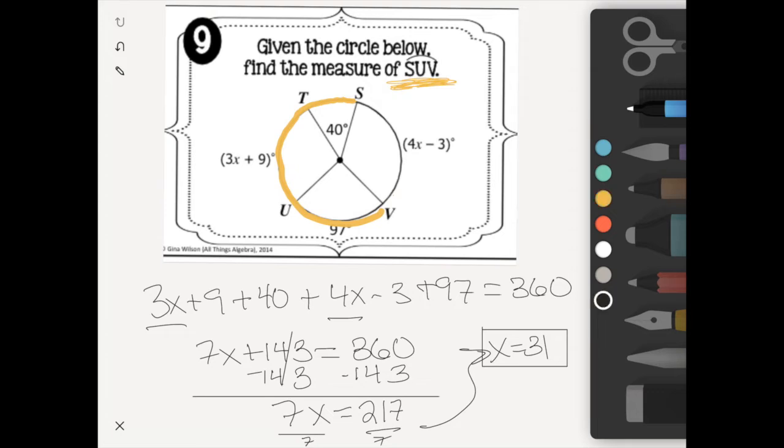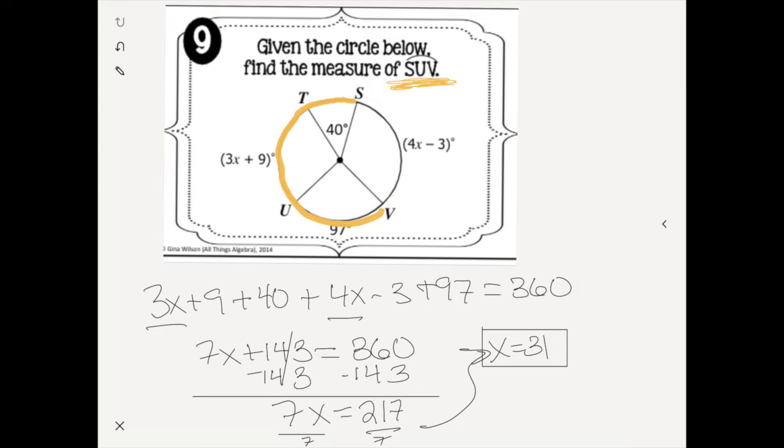So we're going to plug in our 31 here. We already have 40 for this little bit, and we already have 97 for this part. We have 40 for this part. So we're going to plug in our x value here. So we have 3 times 31 plus 9. That's going to give us 102. So now we have 102 plus 40 plus 97.